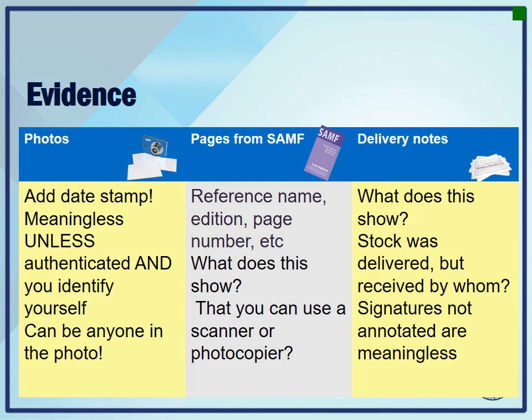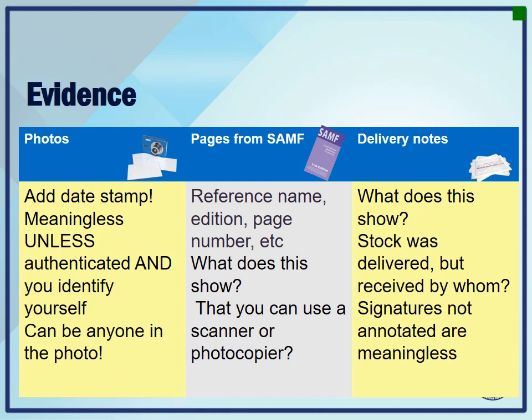In terms of pages from the SAMP, for example, or any of the resources, you must provide the reference name, the edition, the page number, and what this actual page or copy of that page refers to in terms of where it falls into the implementation and how it relates to your behavioral statements. What does this show in terms of delivery notes? Make sure that you annotate as described in the previous example.